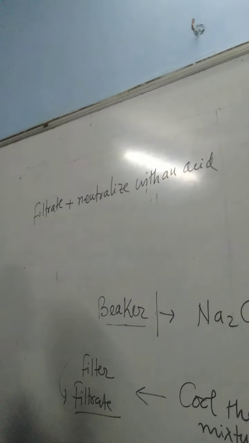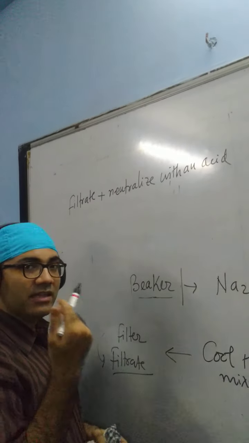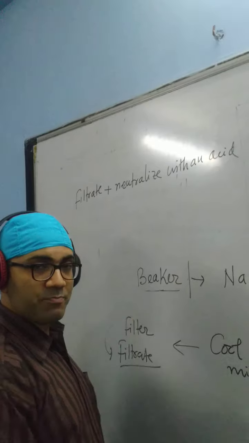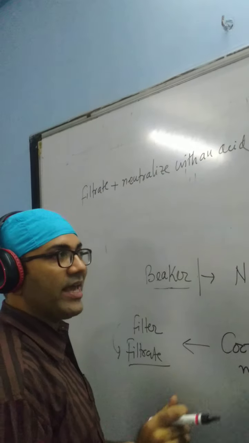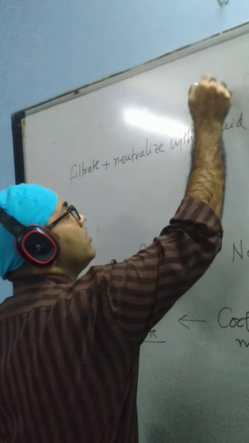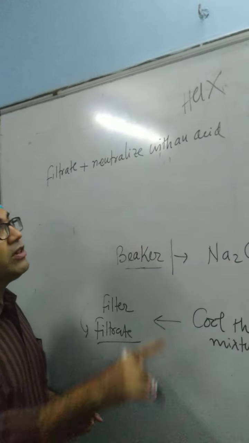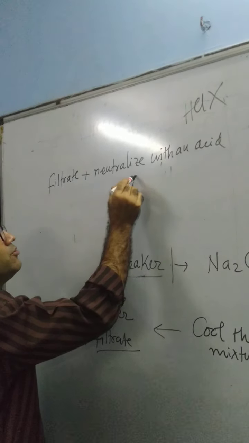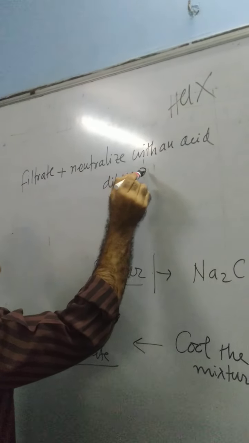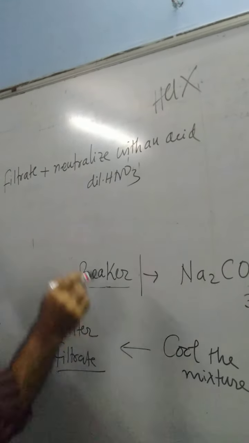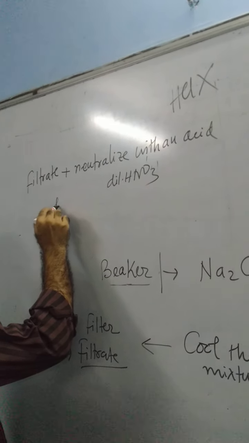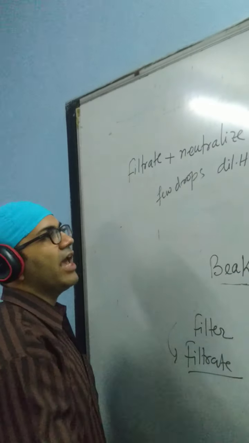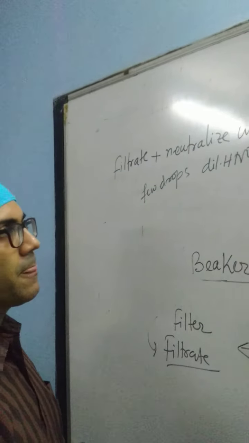Since we want to determine whether chloride ion is present or not, we will avoid HCl. We will not use HCl. The safest option is dilute HNO3. So we will use a few drops of dilute HNO3 to neutralize this filtrate.